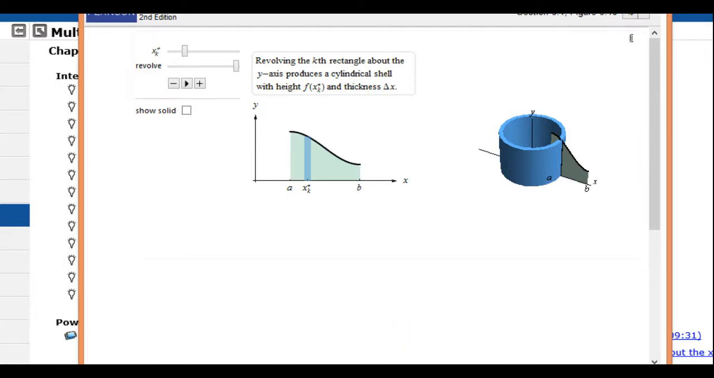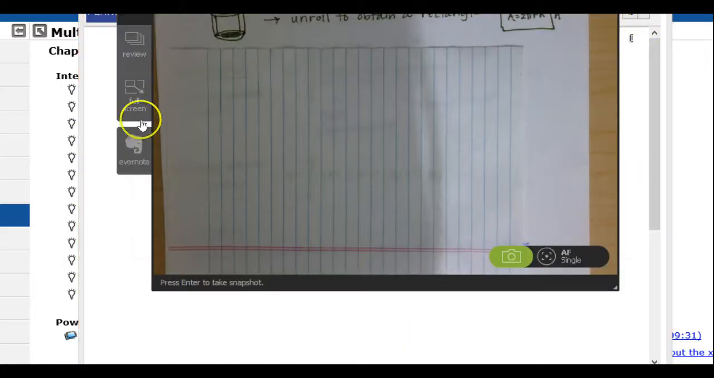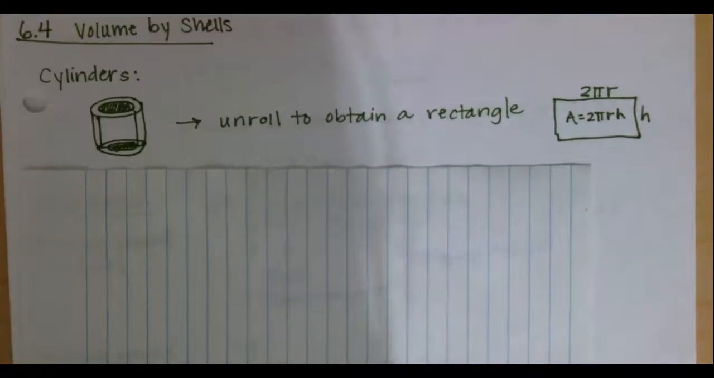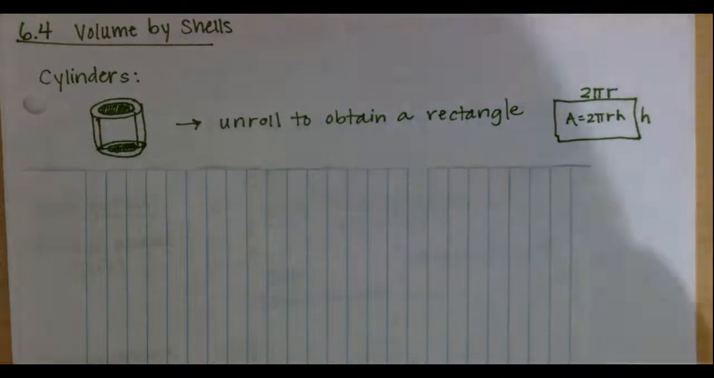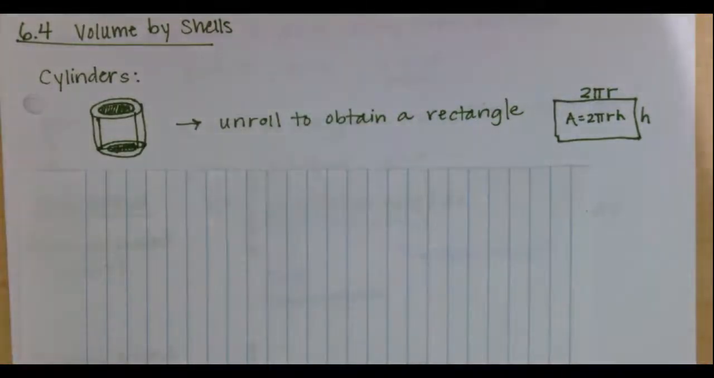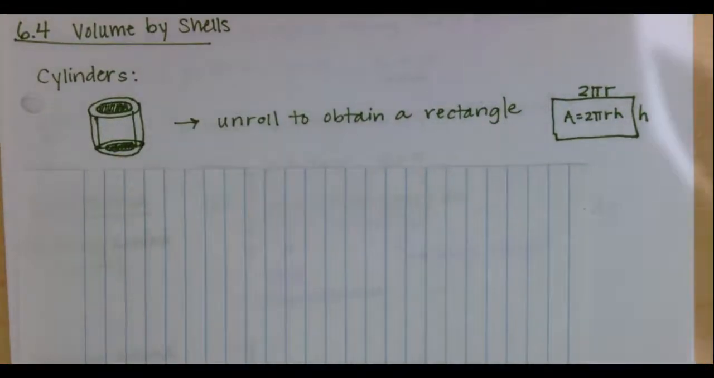All right, now let's take a look at some examples. More specifically, let's start off with a better understanding of what the formula is and where it comes from. We talked about the fact that we'll have a series of hollow cylinders in the shell method.